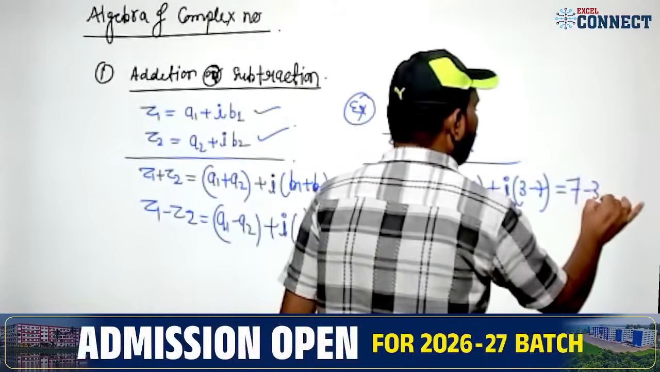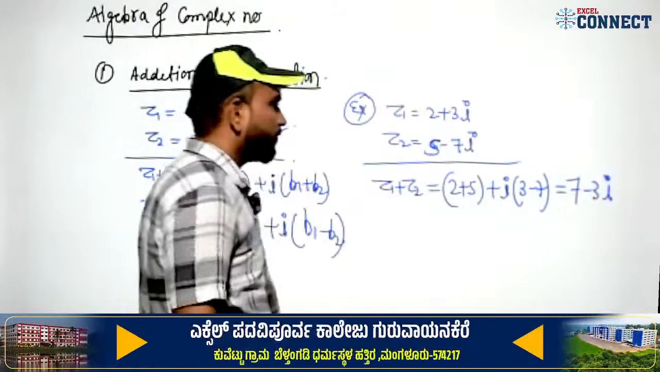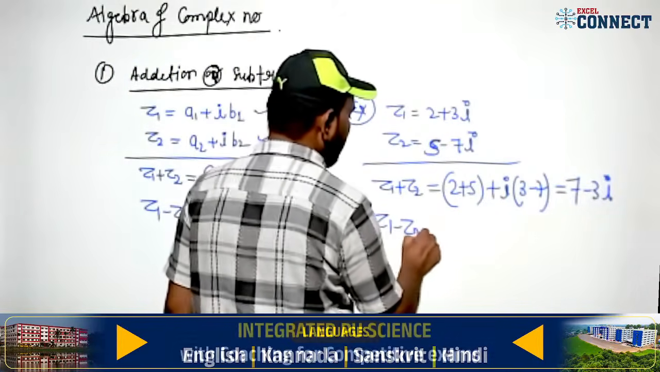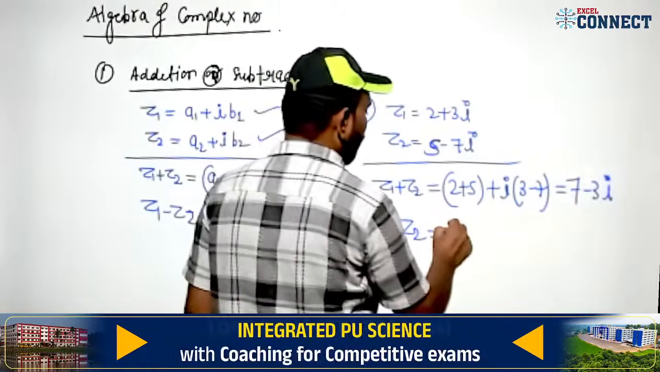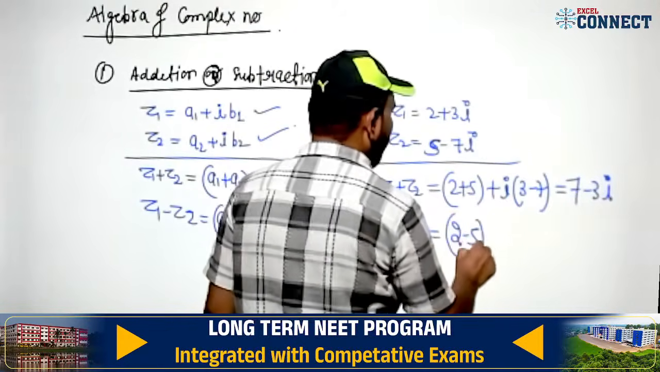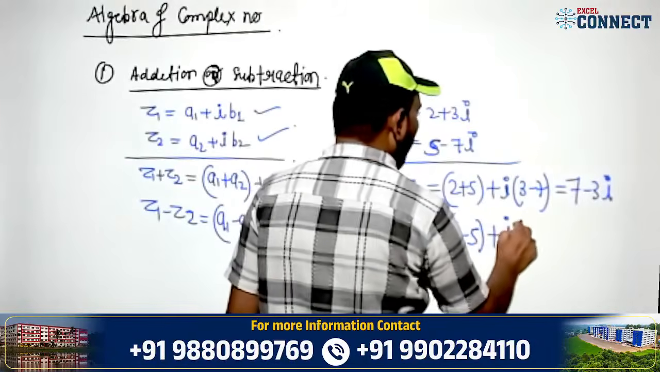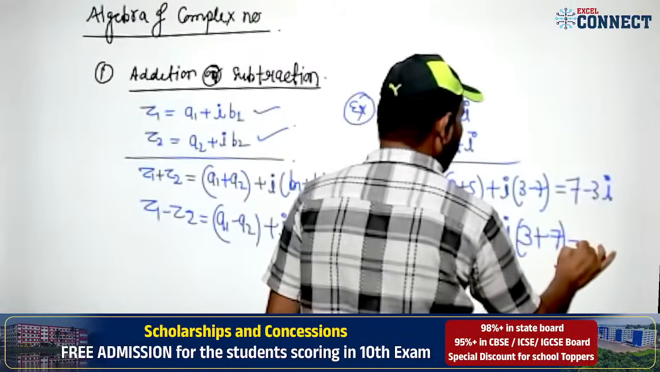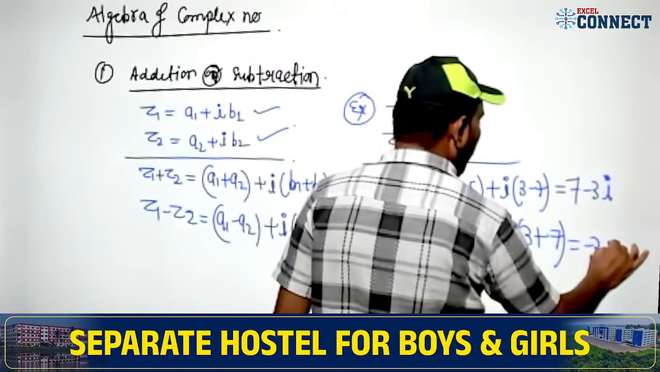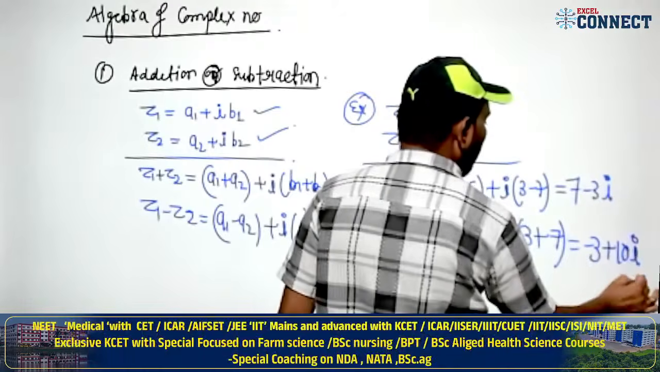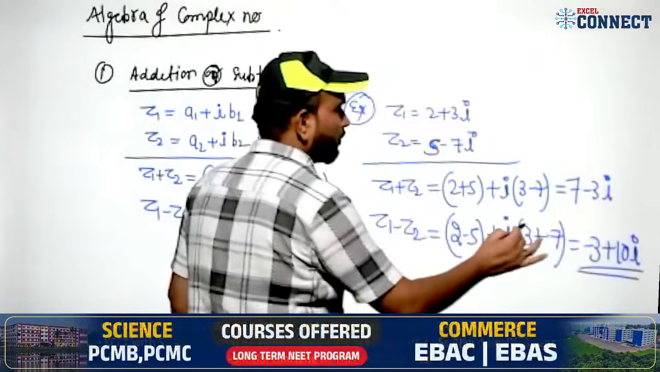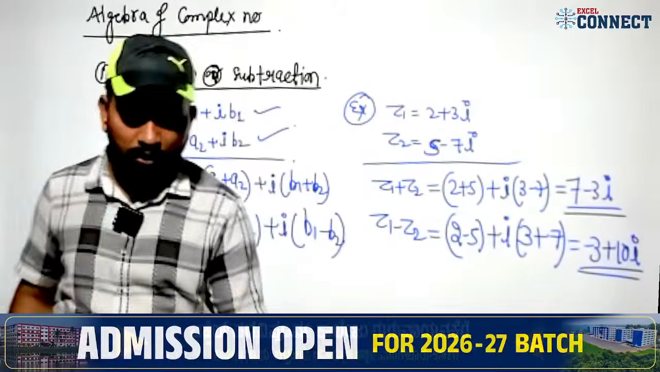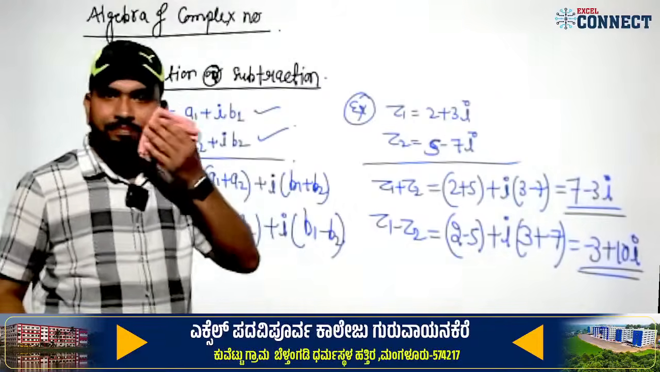7 minus 3 iota. If I ask you z1 minus z2, find z1 minus z2. So then you can say, sir, it is 2 minus 5 plus this iota common. What is coming? 3 and minus what? Plus. So what is this? 7. So you can say, sir, it is minus 3 and plus 10 iota. So this is your z1 minus z2. This is your z1 plus z2. So in this way you can add.